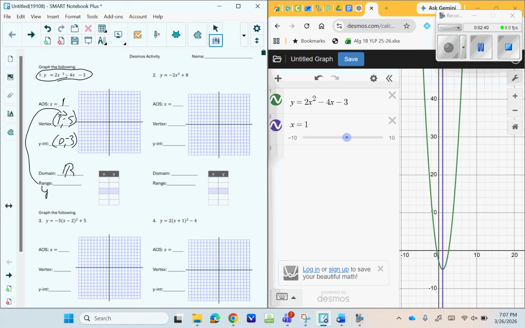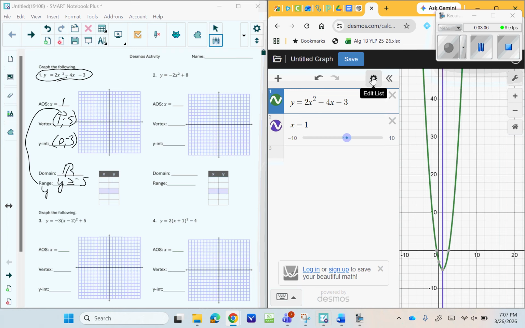Your range deals with your y values, and we're going to grab the y value of the vertex. If it opens up, it's going to be y is greater than or equal to whatever that y value is. If it opens down, it's going to be y is less than or equal to whatever the y value is. So if you'll notice, since it opens up, we're going to say y is greater than or equal to -5.